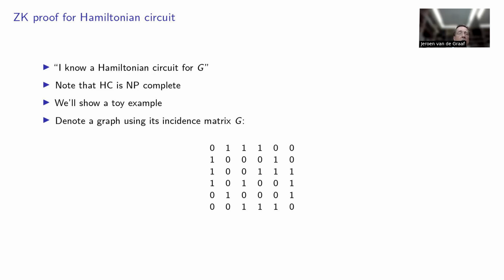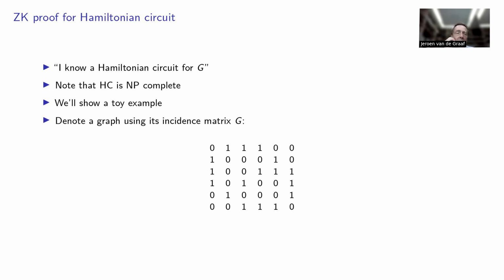Remember, a Hamiltonian circuit, you have a graph and you want to know if there exists a circuit, which means there is a path that goes through every vertex exactly once, and that gets back to the initial point. And it's interesting to know that Hamiltonian circuit is an NP-complete problem. I'm going to show you the protocol only using a toy example. It will be very clear how to generalize it.